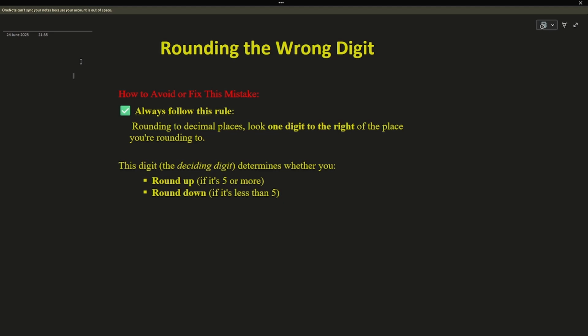Just like the last example we just did. The digit to the right of the place you are rounding to is your deciding digit. It will determine whether you are rounding up. If it's 5 or more, you round up, or round down if it's less than 5.